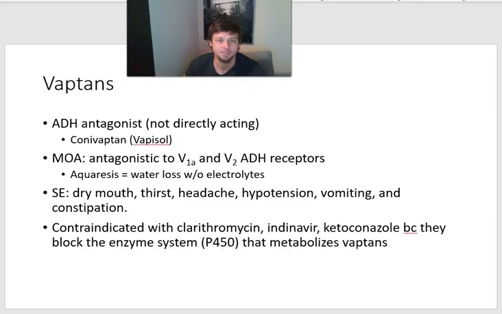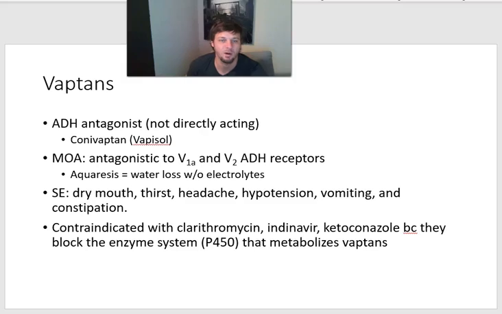And then we get to our vaptins. These are all ADH antagonists. ADH is antidiuretic hormone. It is a hormone that stops you from urinating, right? Sometimes it's called vasopressin because it raises your blood pressure. Conivaptan is a pretty good example of a vaptin. The mechanism of action is it binds to your V1A and V2 ADH receptors. They cause aquaresis, where you have water loss without electrolytes.